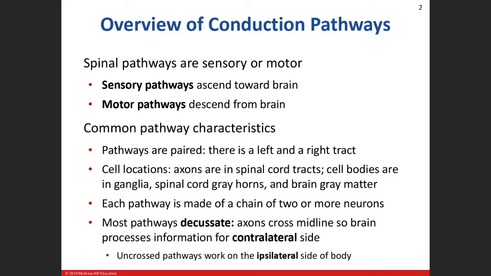There are two parts to the central nervous system. We just got done covering the first part, the brain. Now we're going to talk about the spinal cord, the second part.